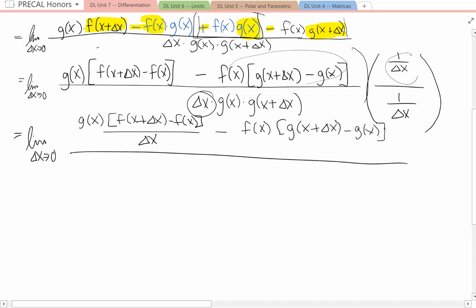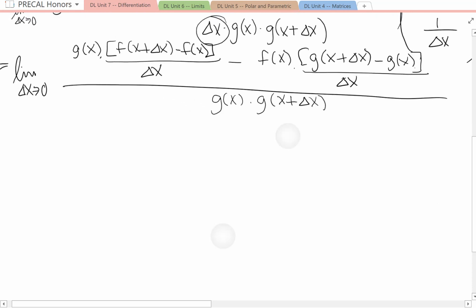This is being multiplied by 1 over delta x, so now this has a denominator of delta x. And again, the f of x can be in the fraction bar, or you can leave it in front because it's being multiplied. Now, when you multiply the denominator by 1 over delta x, that becomes 1, and 1 times g of x times g of x plus delta x.